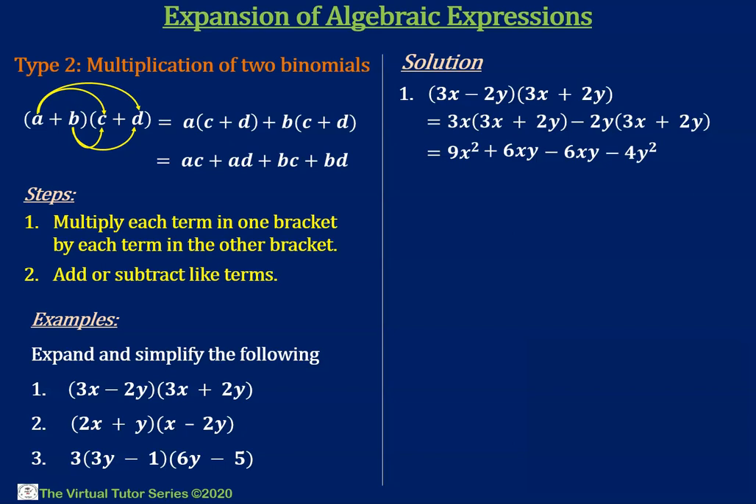Now, the second step is to add or subtract like terms. So 6xy gets rid of negative 6xy, and the final expression now becomes 9x squared minus 4y squared.